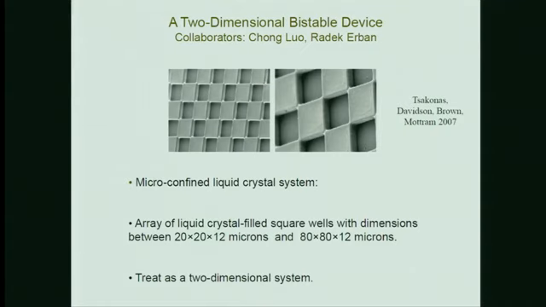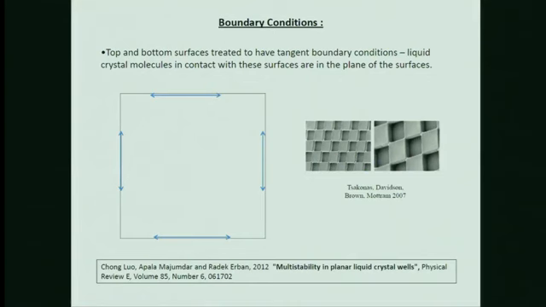In terms of boundary conditions, these wells or surfaces are treated so as to induce planar or tangent boundary conditions, and I'll tell you more in the next slide. From a modeling perspective, we are effectively just looking at a square or a rectangle. We're working in a completely 2D framework, and the tangent boundary conditions really just mean that the liquid crystal molecules have to be in the plane of the square. So these are 2D configurations on a 2D domain. Now you have tangent boundary conditions, so this means that on the edges, the molecules have to be aligned along the edges.